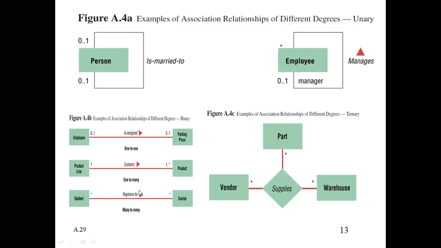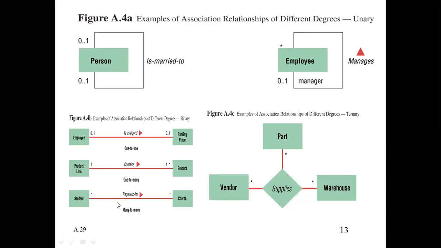Then in this diagram, you can see an employee, 0 to 1, is assigned a parking place, 0 to 1. Either the employee is assigned a parking place or not. That is called a 1 to 1 relationship. A product line is assigned a product, 1 to many. This is a 1 to many relationship. A product line contains products: either one product or more than one product, represented in the form of an asterisk.